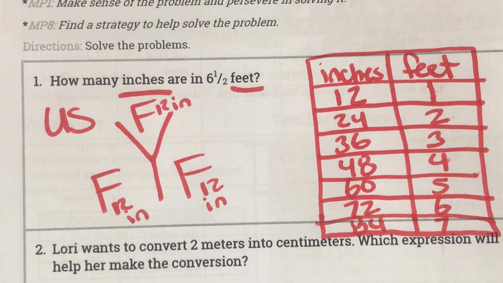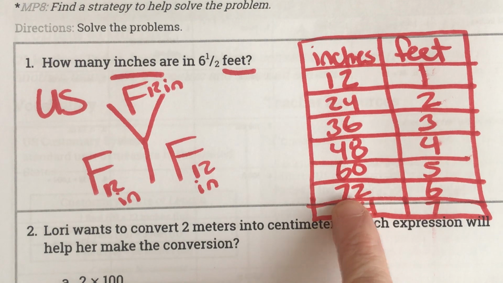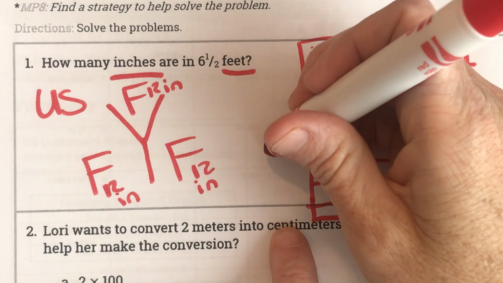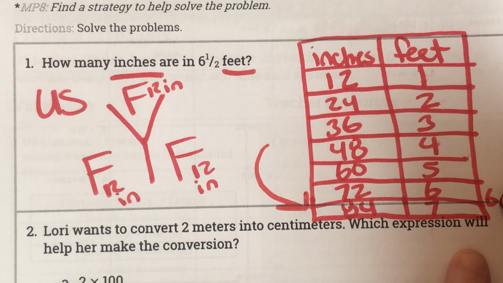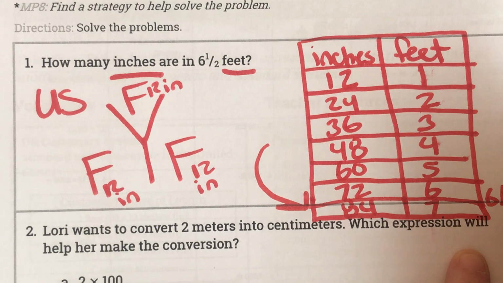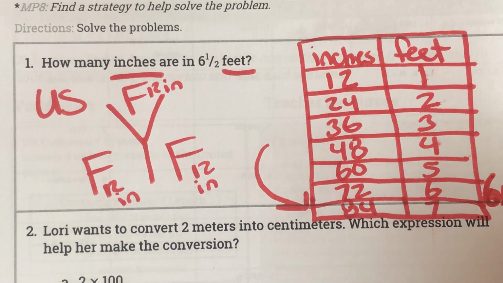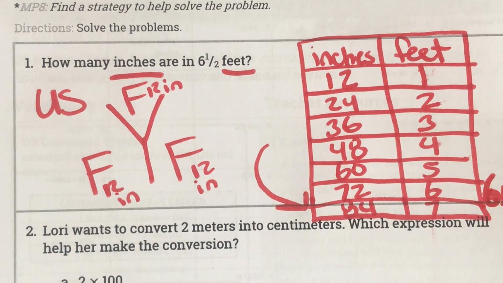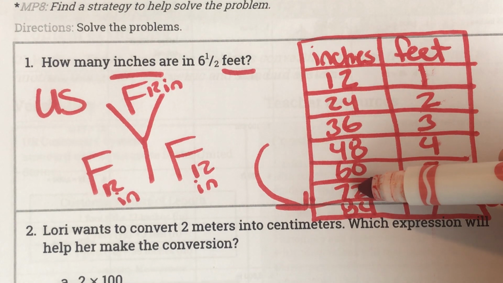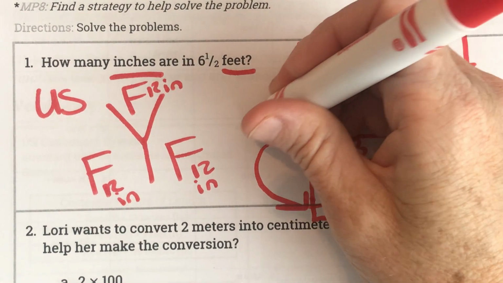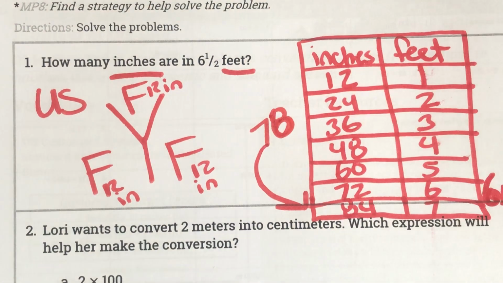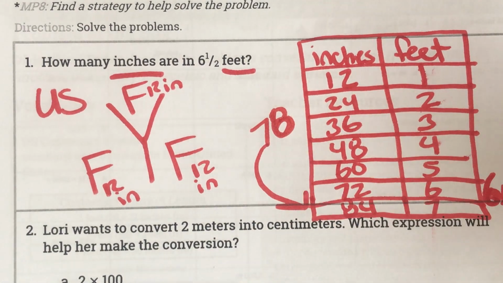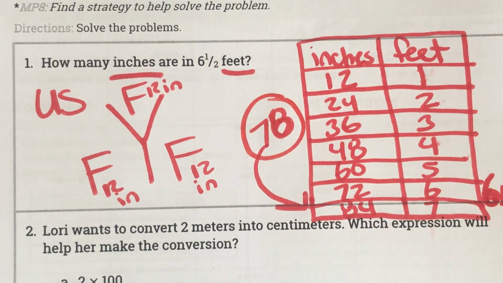Now this is where it gets a little tricky. They don't want to know 6 feet for 72 or 7 feet for 84. They want to know what would be right in the middle, 6.5. 6.5 is between 6 and 7, so what number is between 72 and 84? To get from 72 to 84, I added 12. What if I only added half of that, which is 6? It should be 78. 78 is right between there. So my answer is 78 inches.